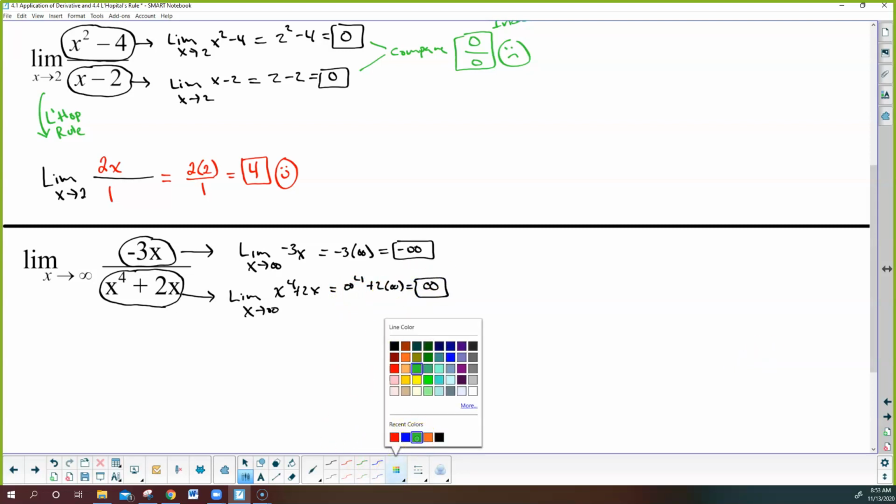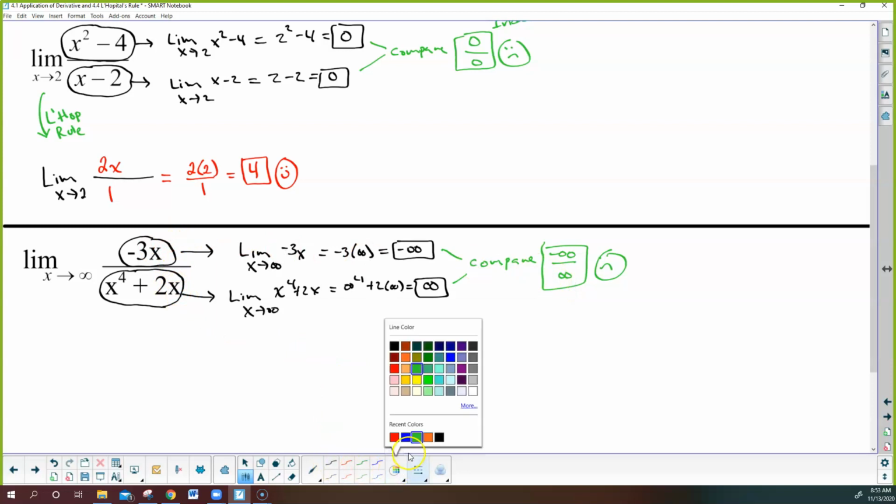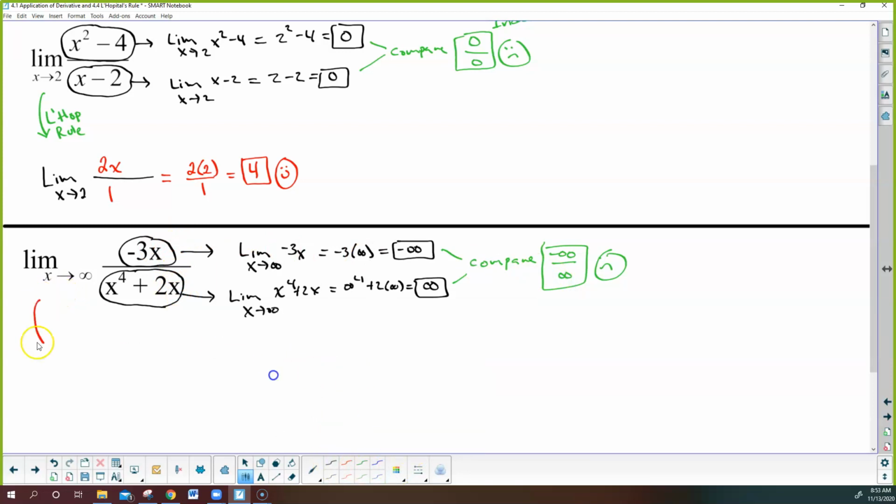So now notice, I need to then compare. And you don't have to write the word compare, but by doing the limit of the numerator over the limit of the denominator, I end up with another indeterminate form. I get negative infinity over infinity. What it means is we don't know if they're approaching infinity at the same rate, or if one is going faster than the other. So that is our ticket to do L'Hopital's rule.